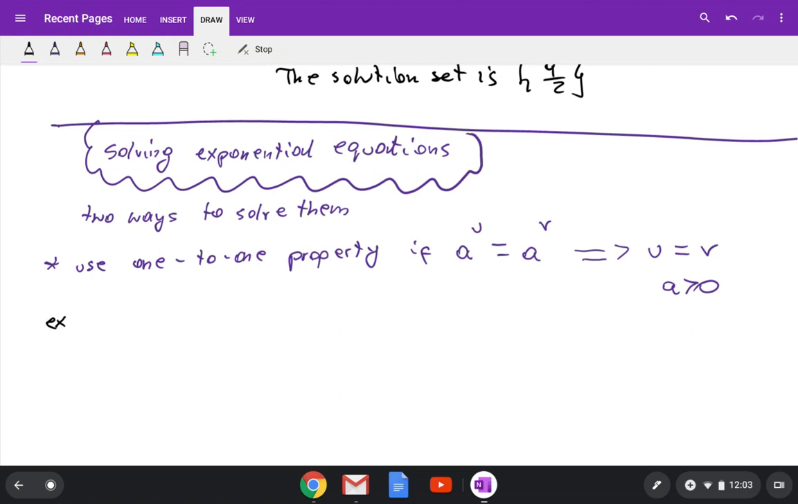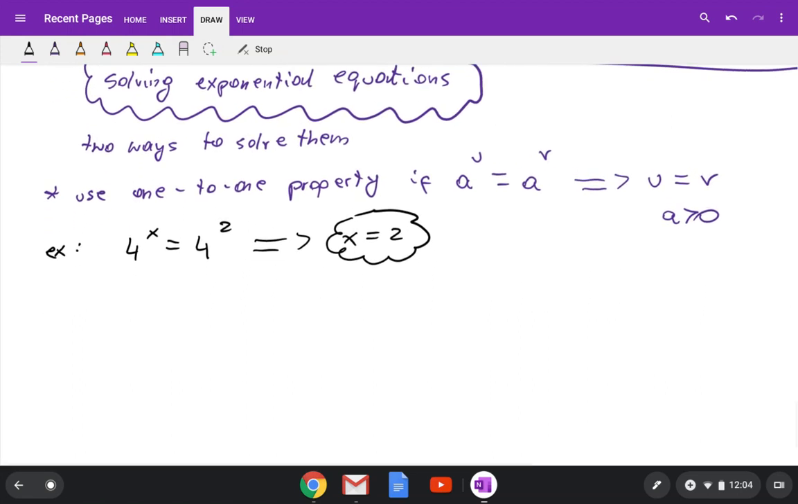Example will be 4 to the power of x, it's equal 4 to the second power. Since we have the same base, this is the same as x equal 2. So the exponents need to be equal. That's how the one-to-one property works. So that was the first one.